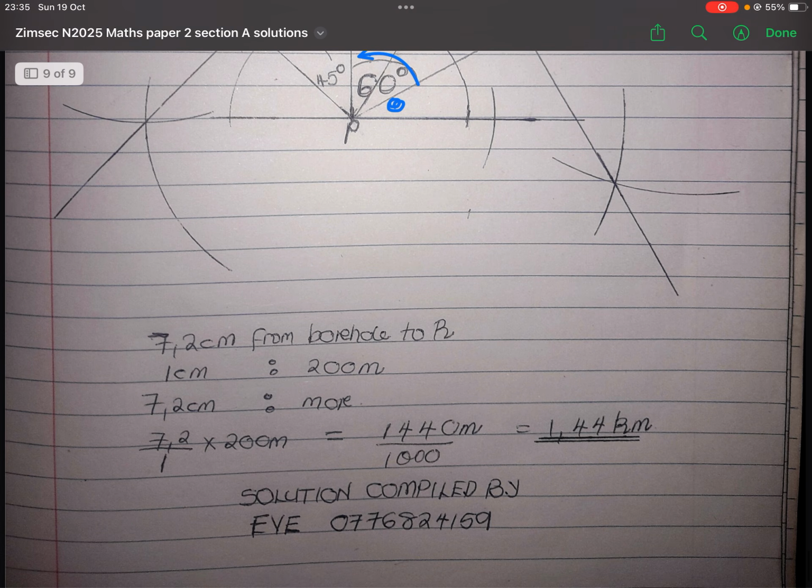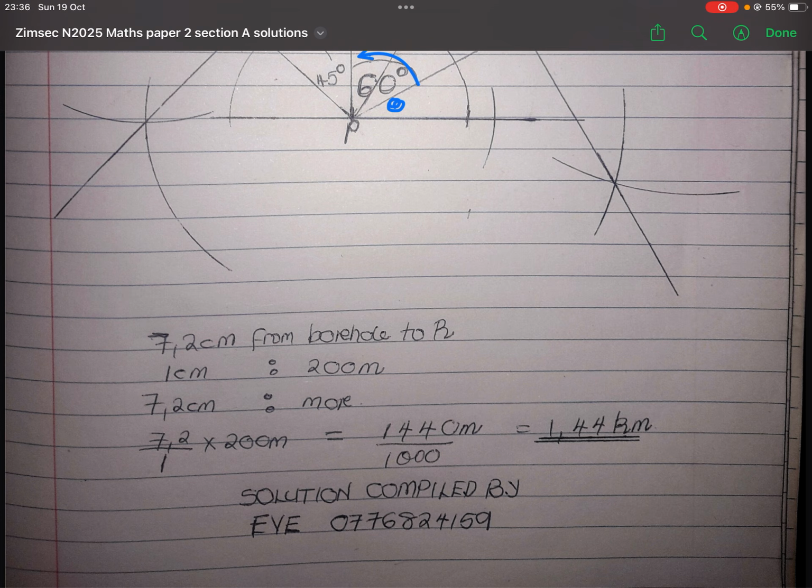So this is what we are going to do. We are going to say 7.2 centimeters from ball to R. So our scale is 1 centimeter to represent 200 meters. What about 7.2 centimeters? It is going to be more. So 7.2 over 1 times 200 meters, we get 1,440 meters. But the question is requiring us to give our answer in kilometers. So we are going to divide by 1,000 so that we get 1.44 kilometers. So the distance of the ball from village R is 1.44 kilometers.